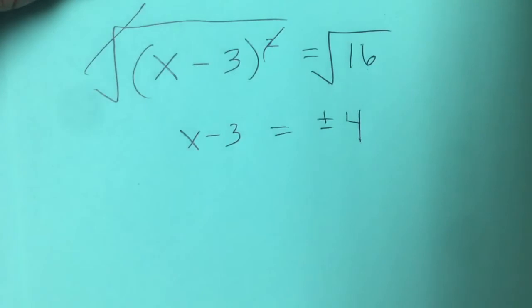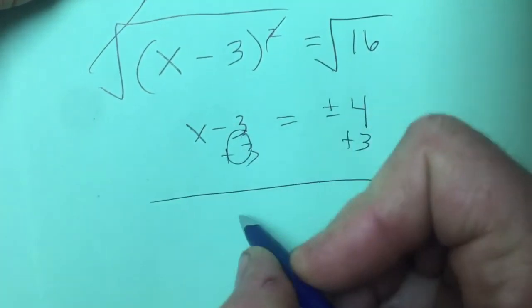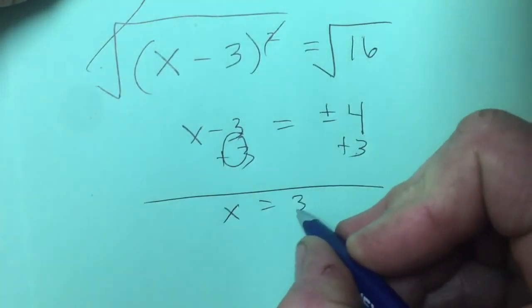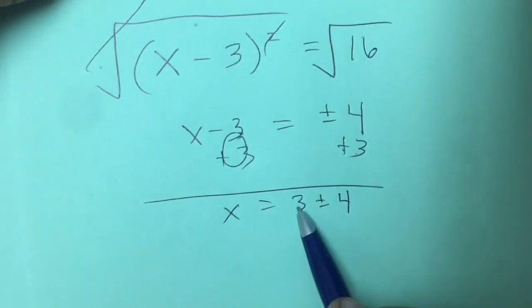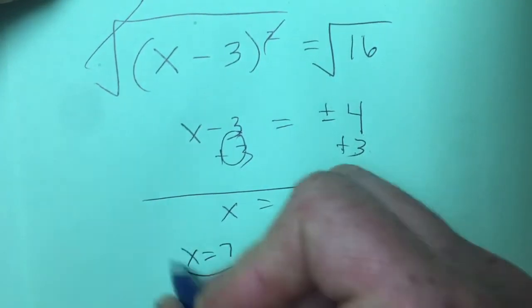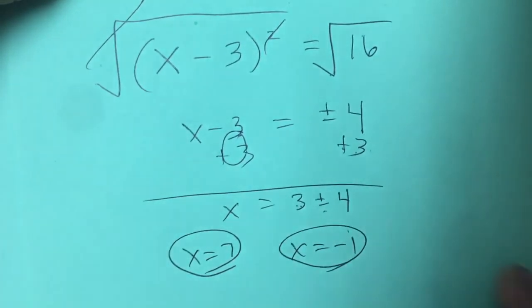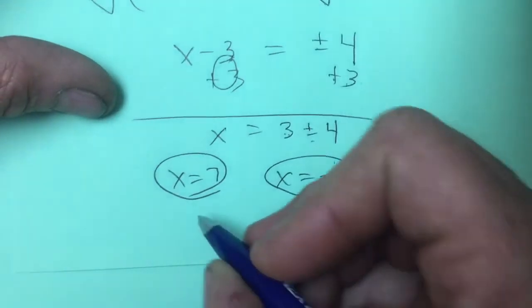So there you go. Now I would add 3 to both sides, which makes this go away, and x equals 3 plus or minus 4. This positive 3 plus or minus this 4 means we have 2 answers here. 3 plus 4 is 7. 3 minus 4 is negative 1. There's my 2 answers.